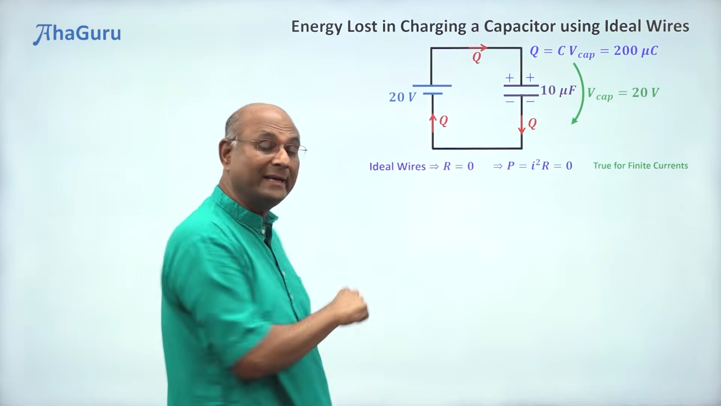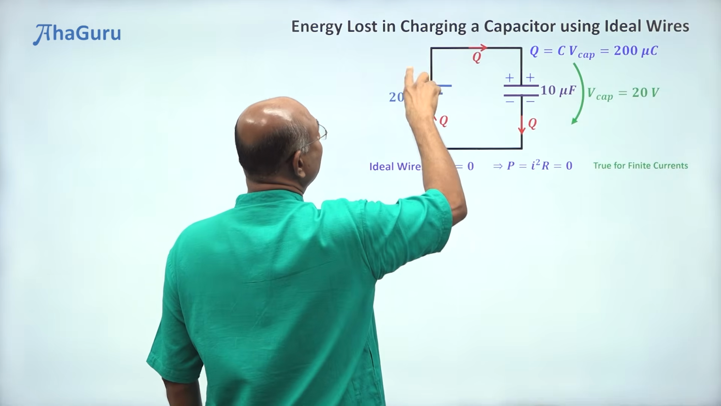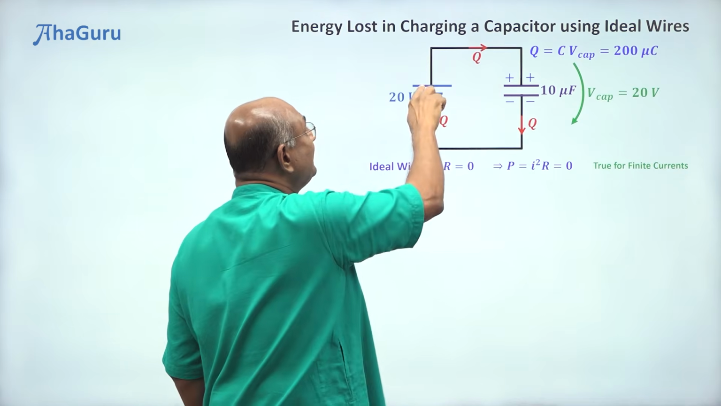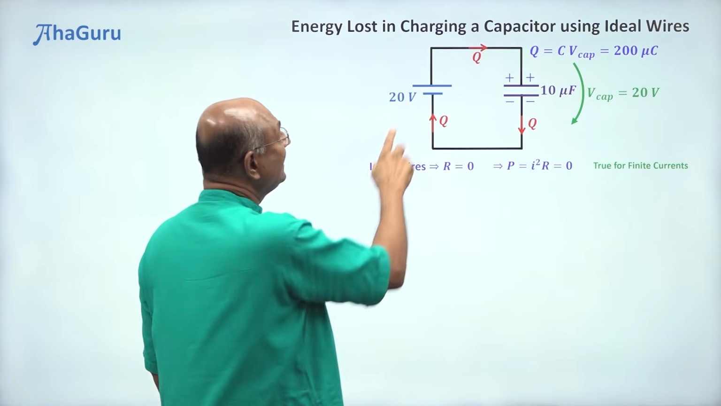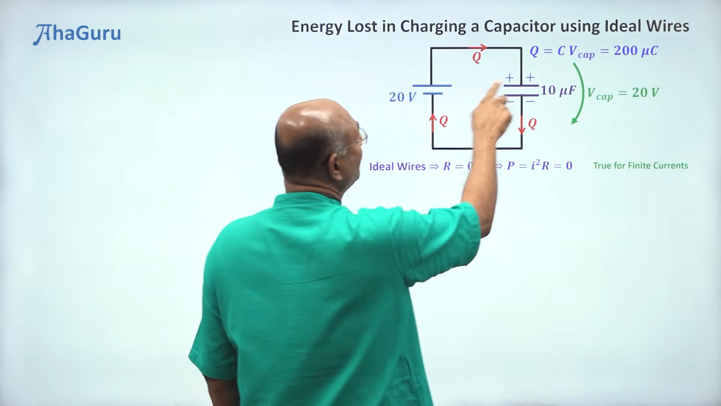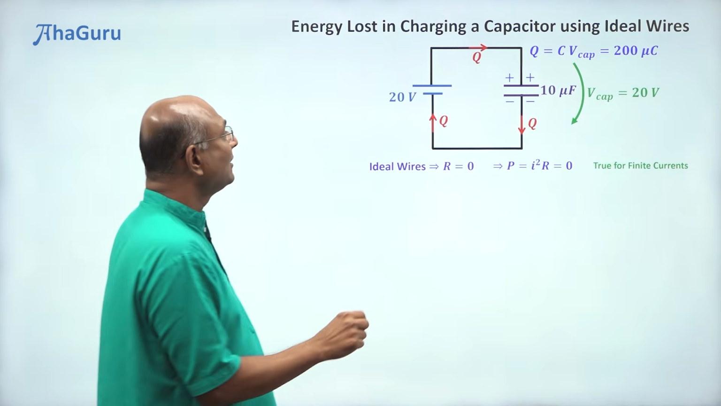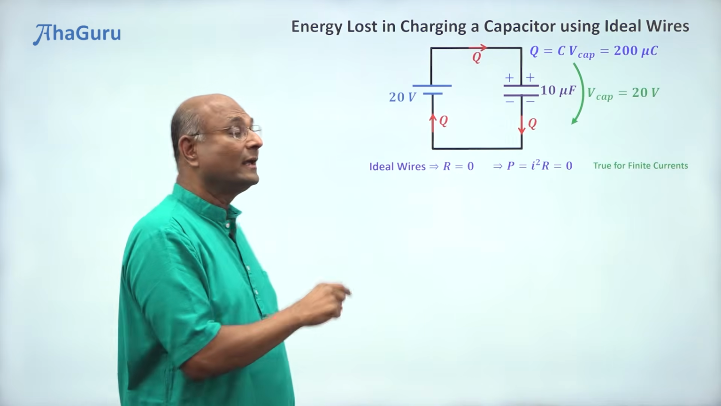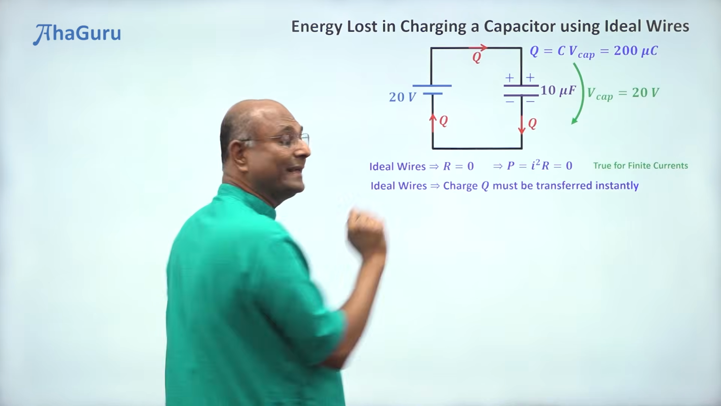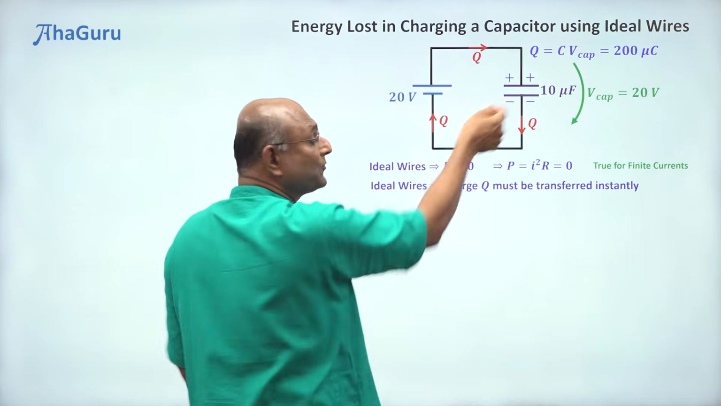Is the current finite here? Think about it. If I join these two, this is a 20 volt potential drop instantly because these are ideal wires. And if this is 20 volts, this must immediately have this charge, 200 microcoulomb, right? Q there and minus Q there must happen instantly, which means the moment you connect, there must be charge flow. So the charge Q must be transferred instantly. How much is that time? Instant means 0 time.